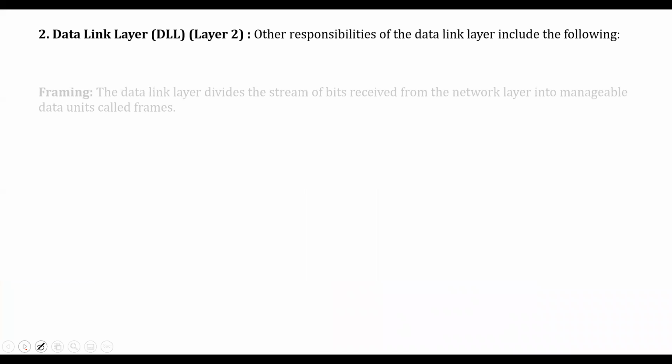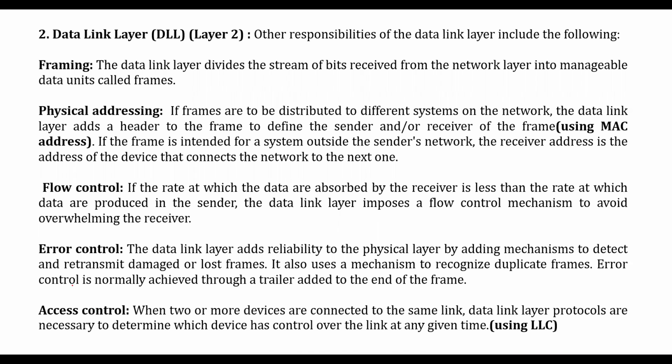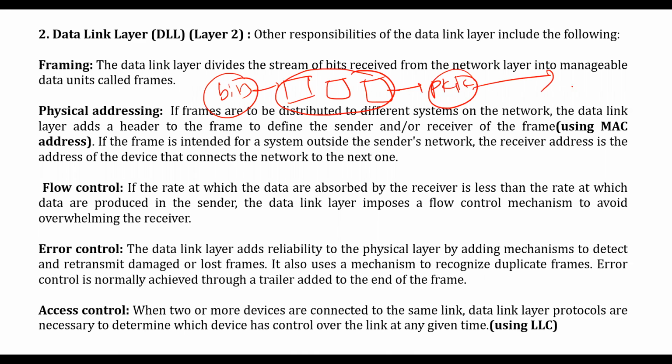So other responsibilities are framing, physical addressing, flow control, error control, access control. Framing means dividing the entire data into multiple frames. At the lower level, at the physical layer level, all are in the bit format. We can convert these bits into multiple frames. Multiple frames lead to multiple packets. Multiple packets relate to messages.